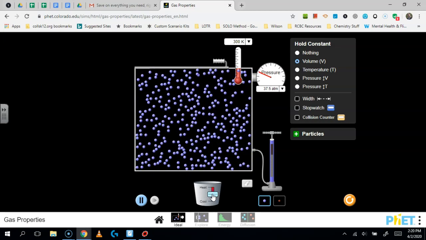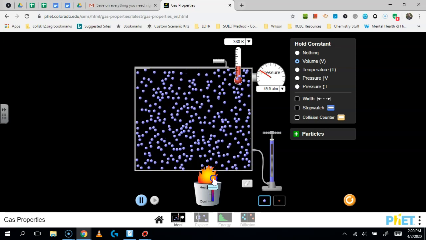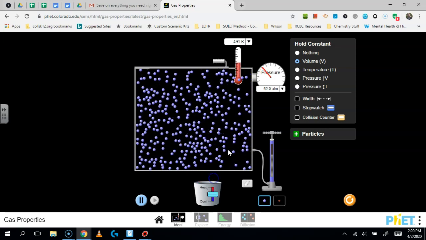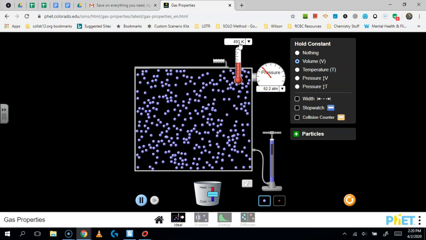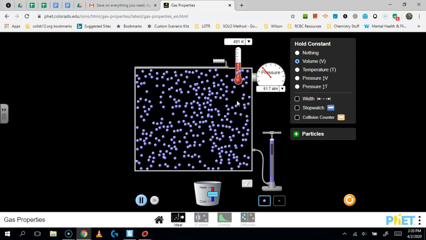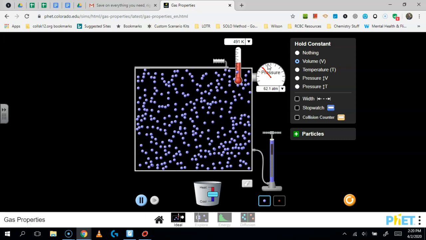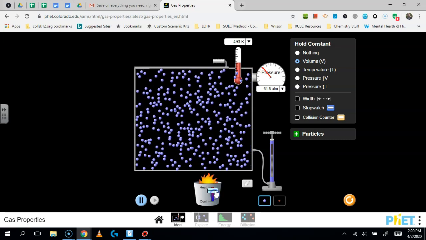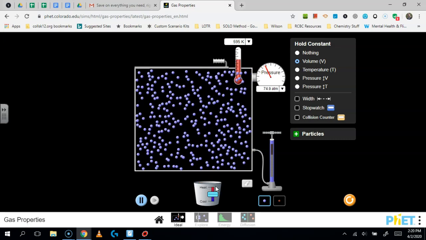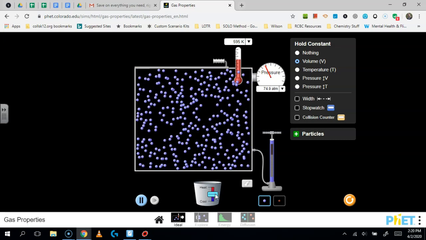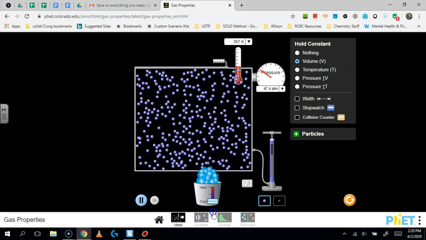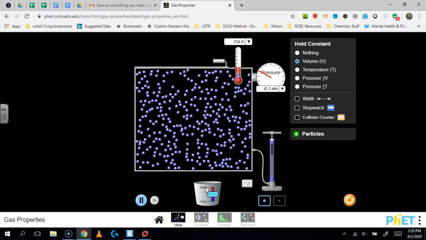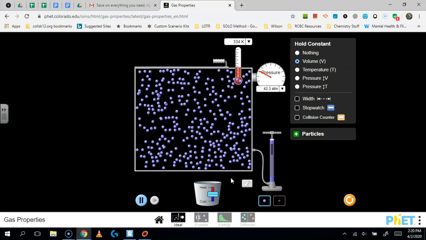And so what I can do is I can heat this up, and when you heat it up, notice a little fire comes up, but also notice that the temperature gauge here goes up, and we can see the temperature in Kelvin of the gases in the container. Notice what's happening to the pressure gauge. As I heat this up, pressure increases. And then I can do the same thing here. I can cool it, and that's good.